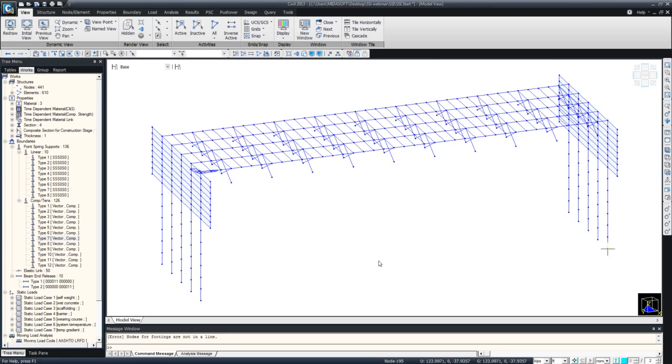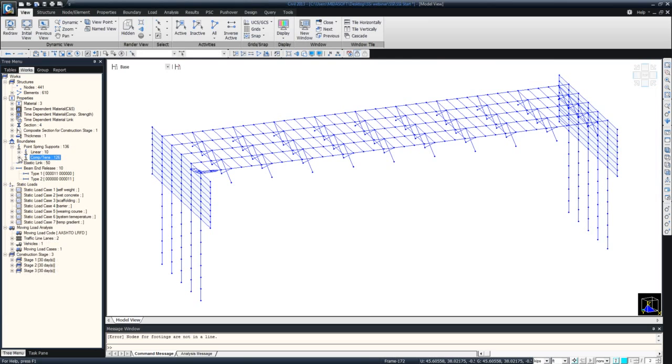Okay, so as you can see here in the works tree now, the abutment springs are modeled, and now we will go ahead and model the pile springs. I'm just going to wait for a minute here so that the people who are following me in this tutorial can catch up and model the springs.